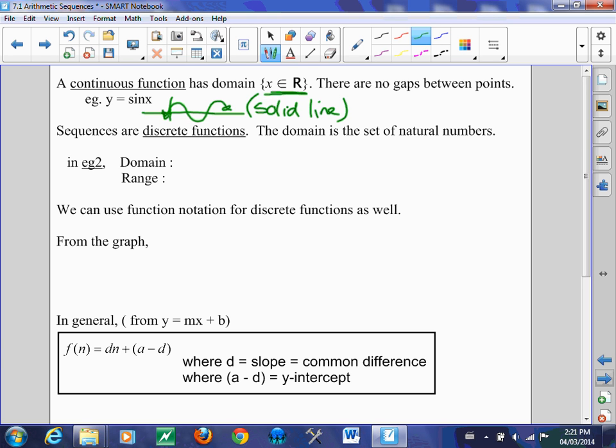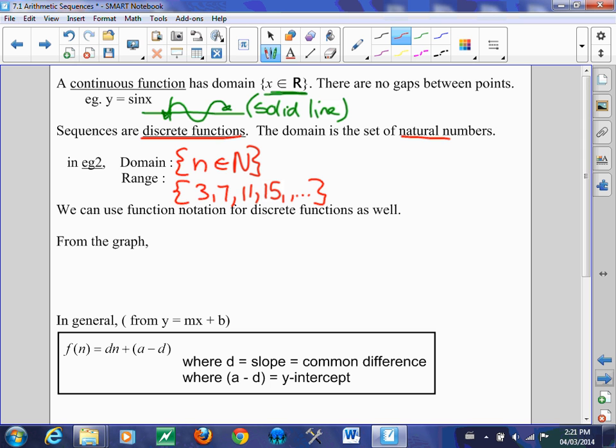Sequences are, as I've been describing, discrete functions. The domain is a set of natural numbers. So you're going to say that n belongs to the set of natural numbers, because n is your term number, and that's what you're going to be graphing. The range in this case is just the actual data points. So we had 3, 5, 11, 15, and so on, because it keeps going.